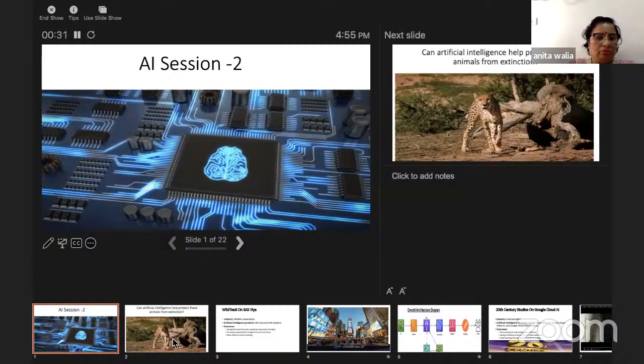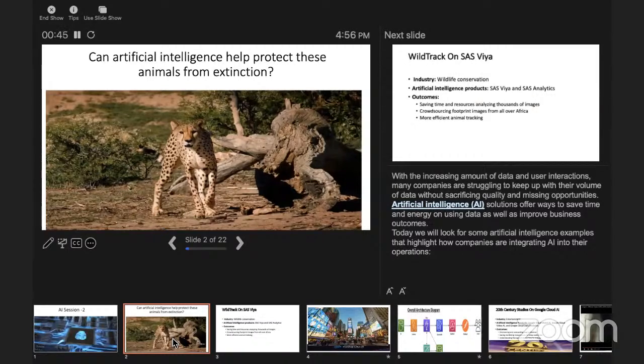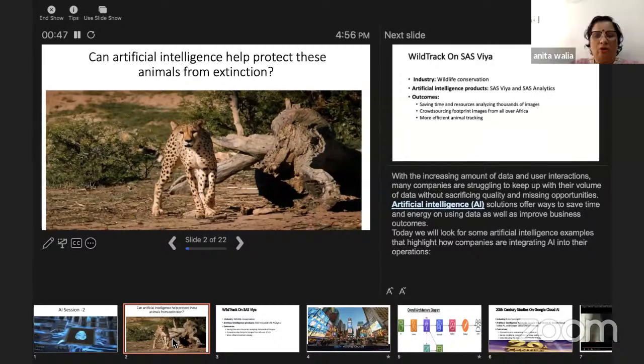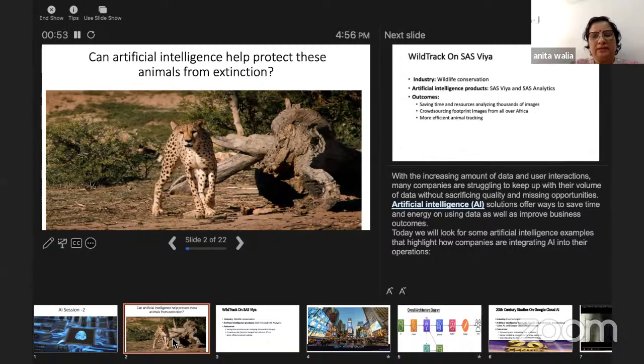Okay. So the first case study is very interesting, which asks: can artificial intelligence help protect animals from extinction, like endangered animals? So, as we all know, AI works with historical data. AI works well with certain sets of data.